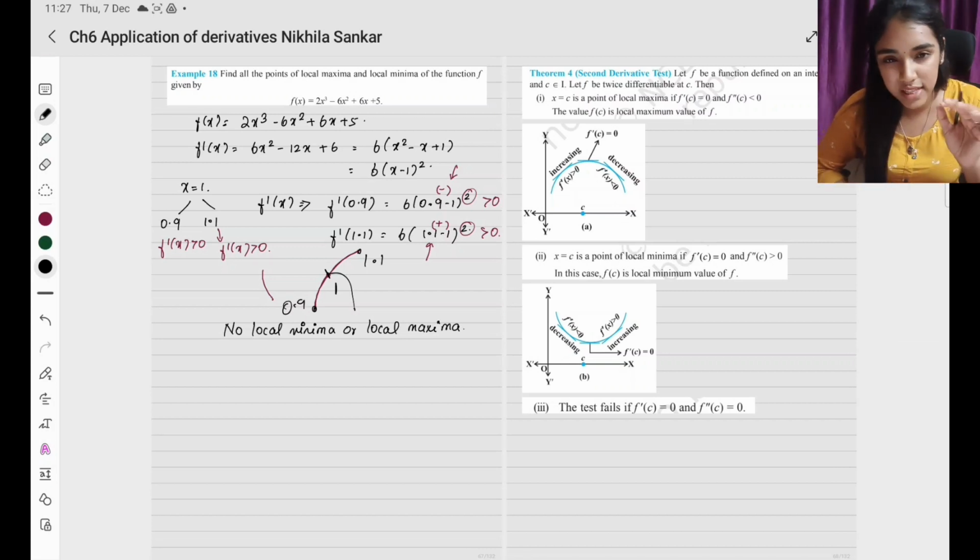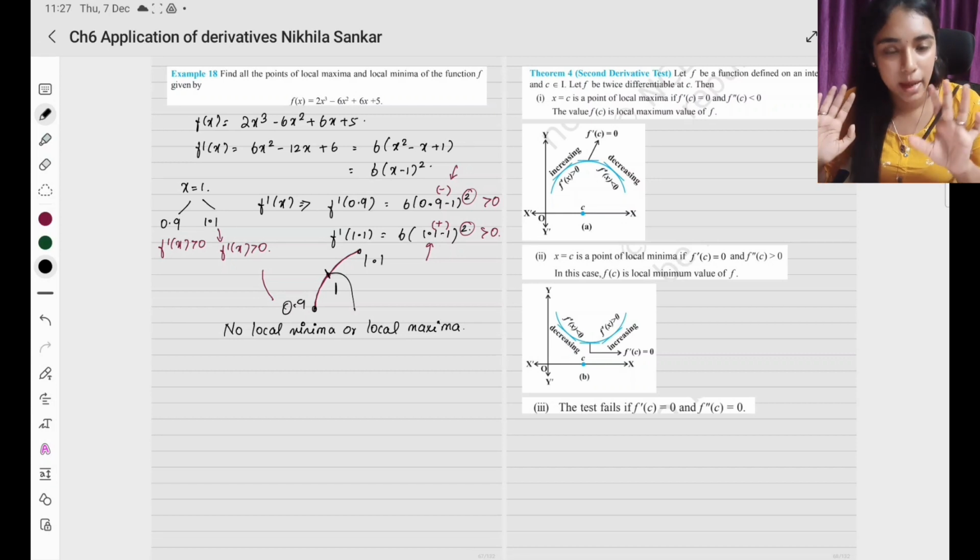Now let's move on to the second derivative test. This is what we will use a lot. But in some cases the second derivative test fails and does not work. Then we will use the first derivative test. So always remember how to do the first derivative test. It's very easy. Okay?